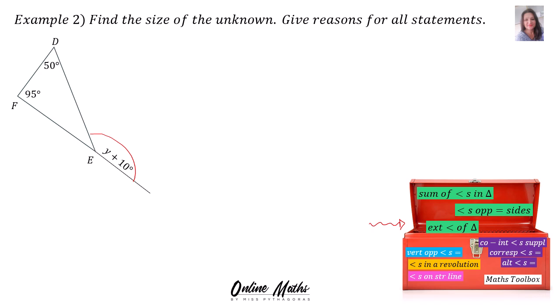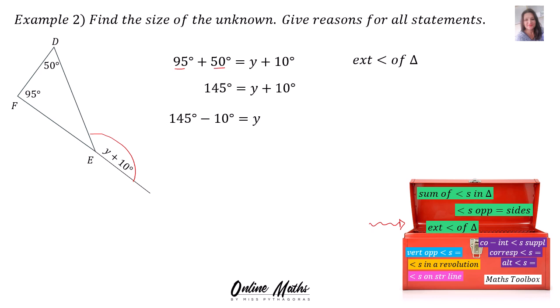And Y we find in the exterior angle. So now we can say that 95 degrees plus 50 is equal to Y plus 10 degrees. And our reason, the exterior angle of a triangle is equal to the sum of the opposite interior angles. Now we will solve Y. So we will start by saying 95 plus 50 is 145, and then we solve Y. So the 10 will walk across, 145 minus 10. Y is 135 degrees.